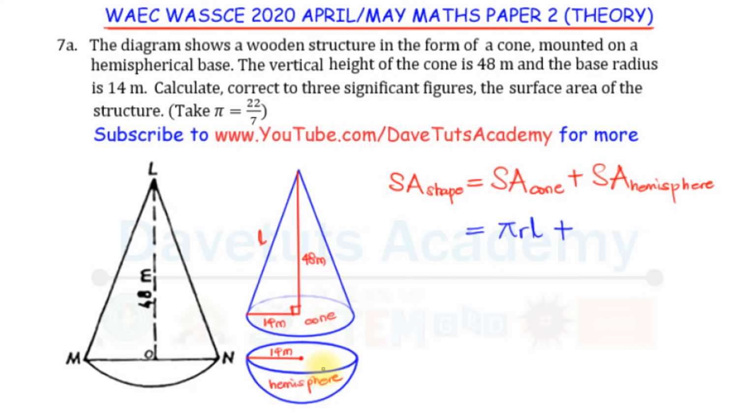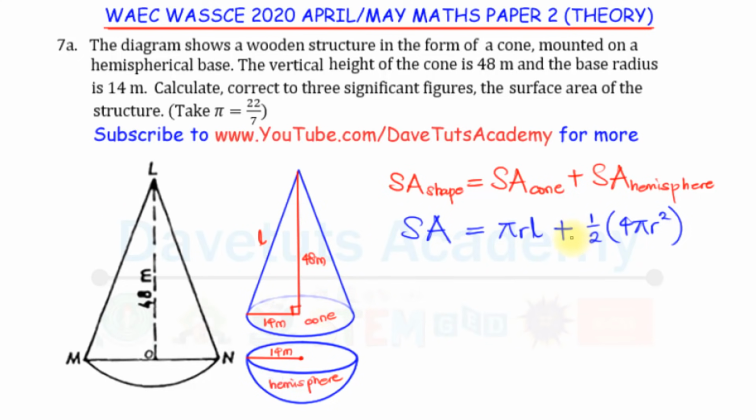Now, the hemisphere is half of a sphere. So if we want to find the surface area of the hemisphere, it is half multiplied by the surface area of a sphere, which is 4 pi r squared. So this is the formula that will help us to get the surface area of this particular shape.